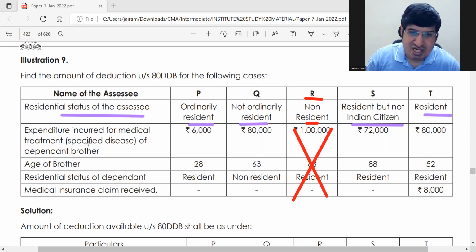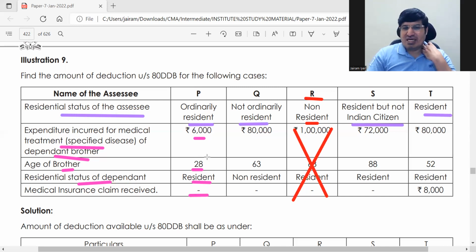Expenditure incurred for medical treatment of dependent brother. That is fine. This expense is 6,000 here. Age is 23, so up to 40,000 he'll get, right? Residential status of dependent is resident. And medical insurance claim, there's no claim received. So then straight away it is up to 40,000 you'll get deduction. So 6,000 will be deduction here.